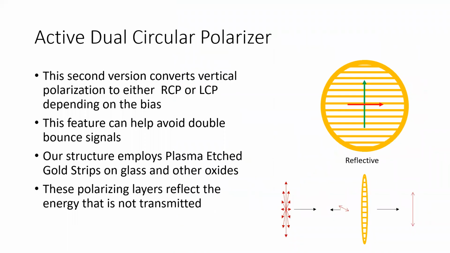Now for the second type of polarizer, the active dual circular polarizer. This particular polarizer takes in vertical polarization and puts out either right-hand circular polarization or left-hand circular polarization, depending on the bias. This type of polarizer deploys some reflective grids. So unlike most polarizers, when the polarization comes in, of course it passes one polarization, but rather than attenuate the other polarization and burn it up as heat, these are highly conductive and they reflect the other polarization away, so it can interact with other layers of the grid.